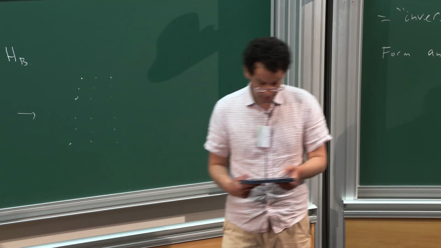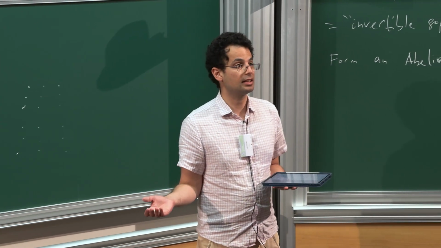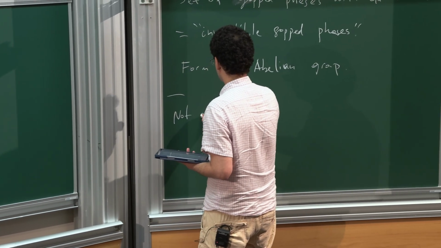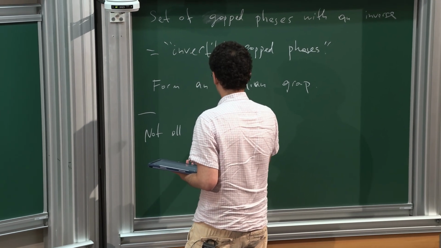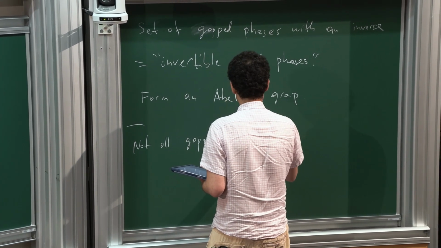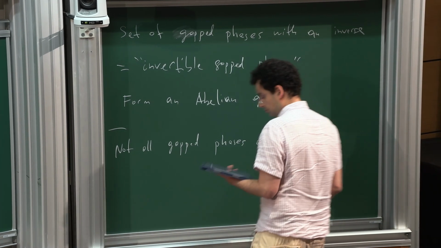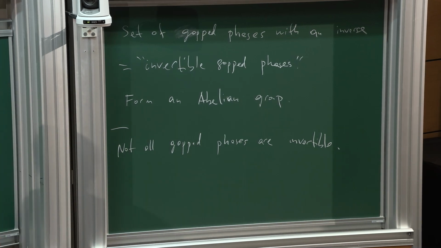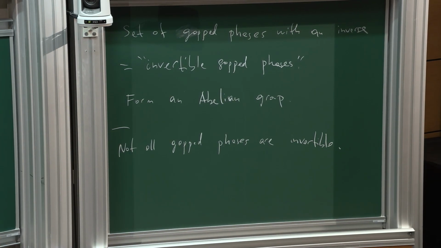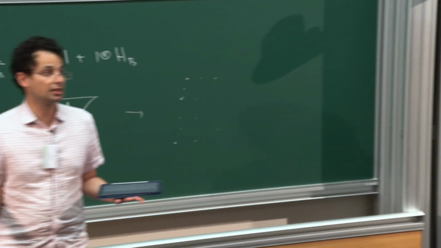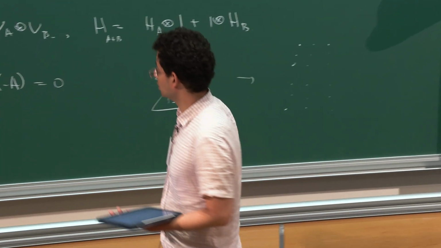Okay, so not all gapped phases are invertible. An example of a phase which is not invertible is one which has a degenerate ground state. Let's say we have some kind of anyon model or topological quantum field theory that has a finite degeneracy on a torus.